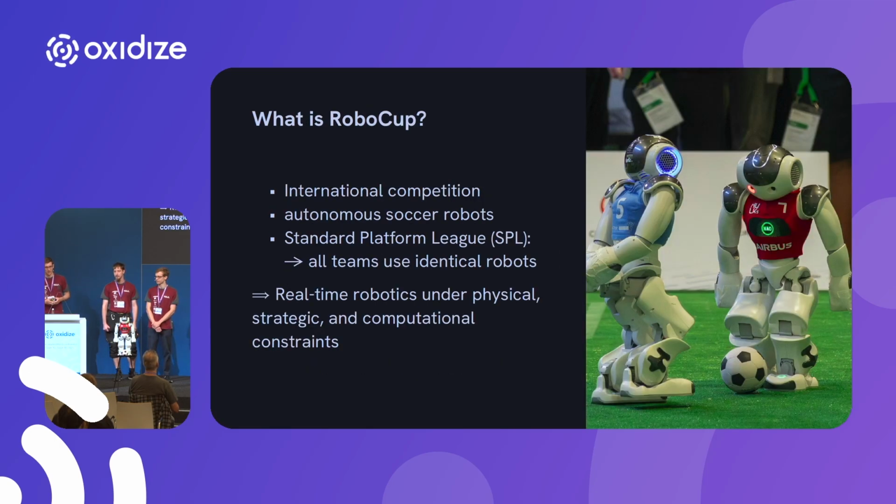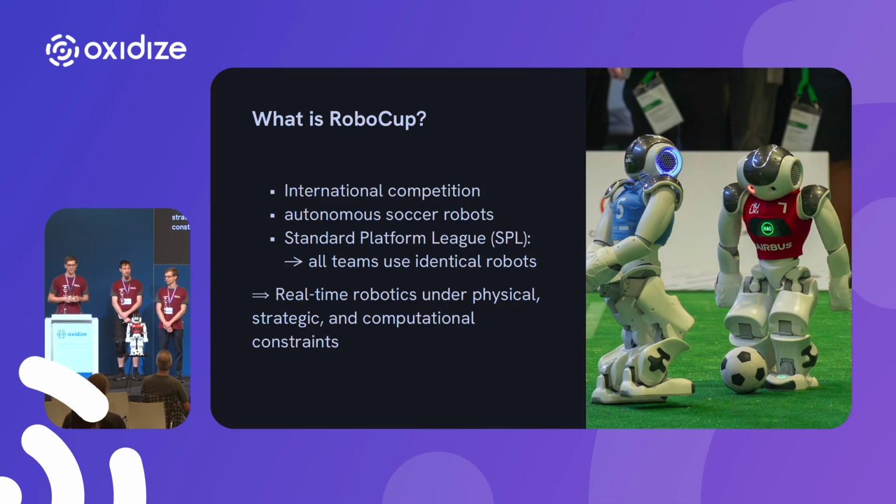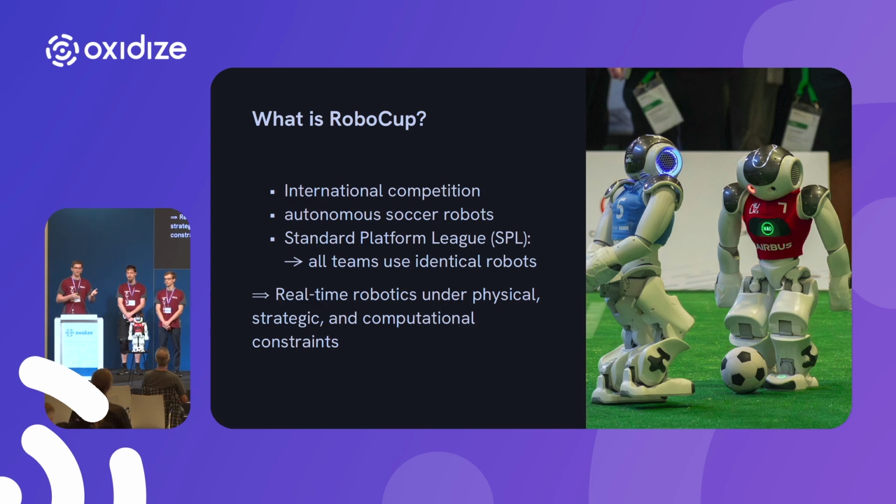So what is RoboCup? RoboCup is an international competition where robots play soccer autonomously. That means actually robots kicking the ball, running over the field, scoring goals, and whatnot. In our division, the Standard Platform League, or SPL for short, all teams use the exact same identical hardware. So our focus is mostly on software engineering and communication issues, teamwork, perception, modeling, planning, and also motion control. To sum it up, we are doing real-time robotics under physical, strategic, and computational constraints.